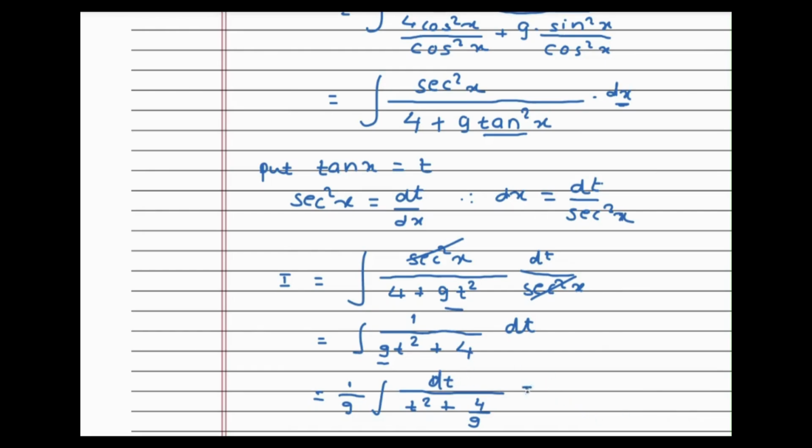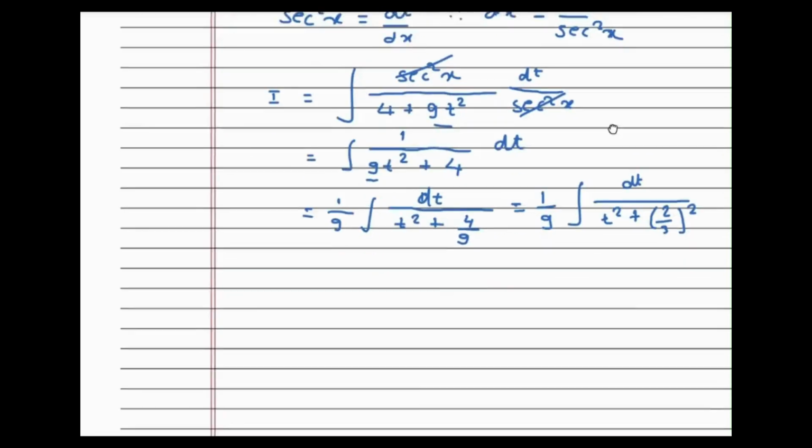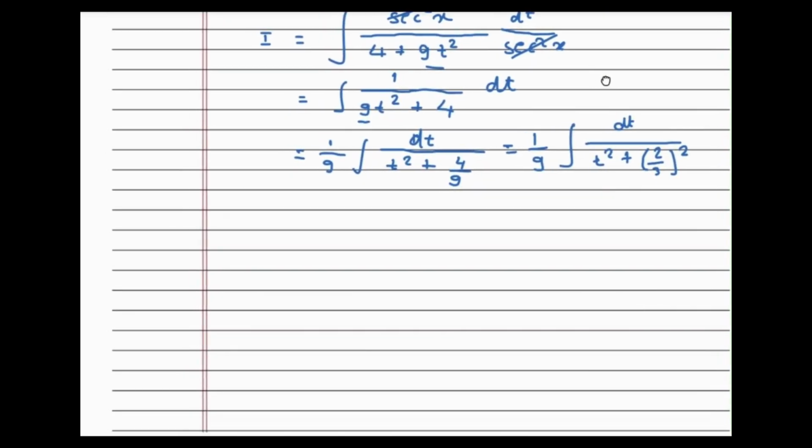So this reduces to, let us write it in the form of squares. 1 by 9 into integration of dt upon t square plus (2 by 3) bracket square. We need both terms in terms of square. And here there are 3 formulas. We are going to apply the first formula out of it. Let me write the formula here. There are actually 3 formulas.